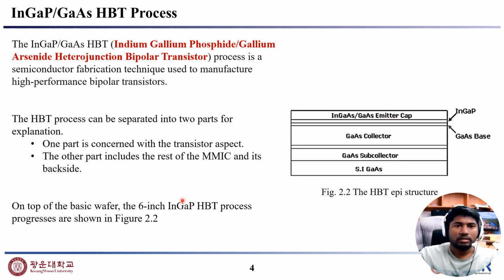Then secondly, the indium gallium phosphide gallium arsenide heterojunction bipolar transistor process is a semiconductor fabrication technique used to manufacture high performance bipolar transistors. The HBT process can be separated into two parts. One part is connected with the transistor aspect, and the other includes the rest of the MMIC and its backside.